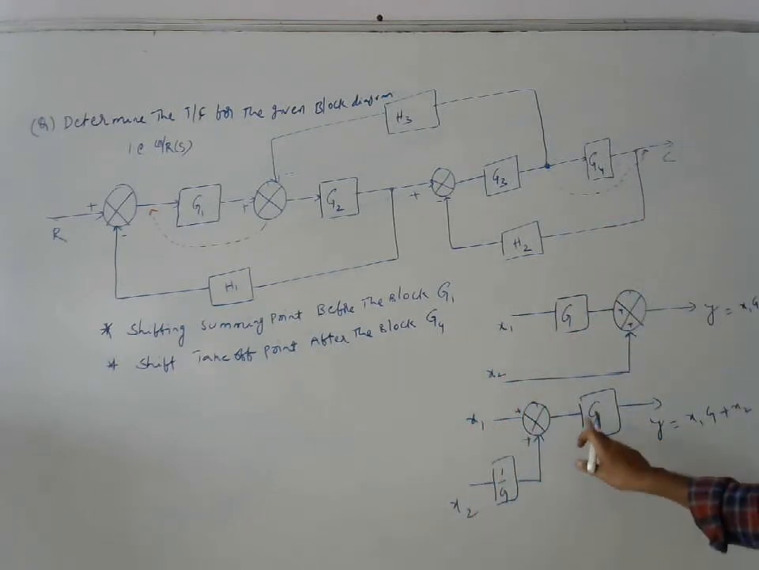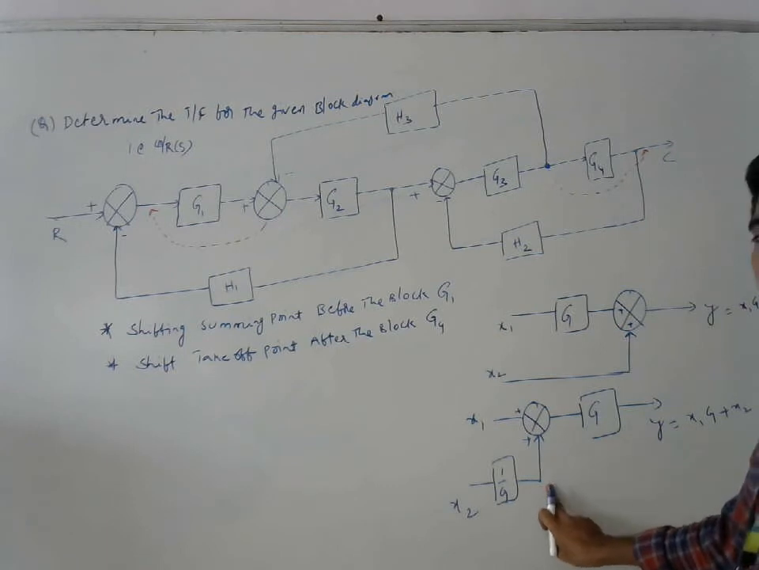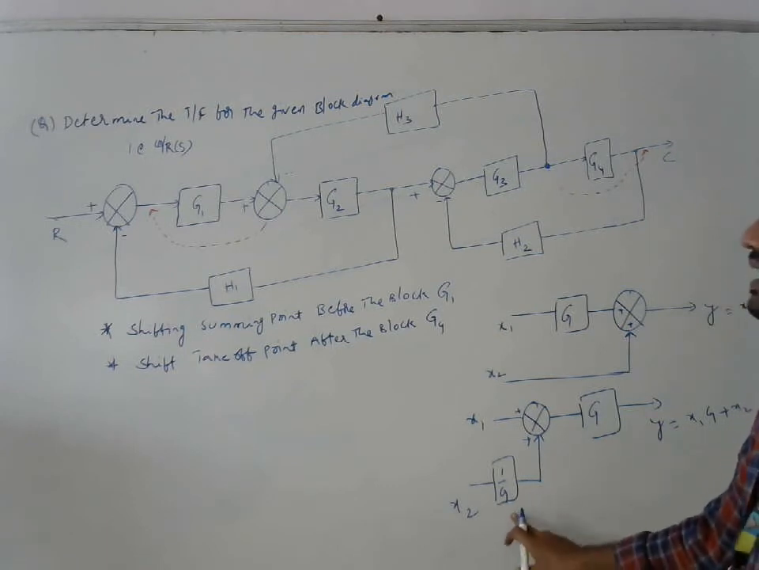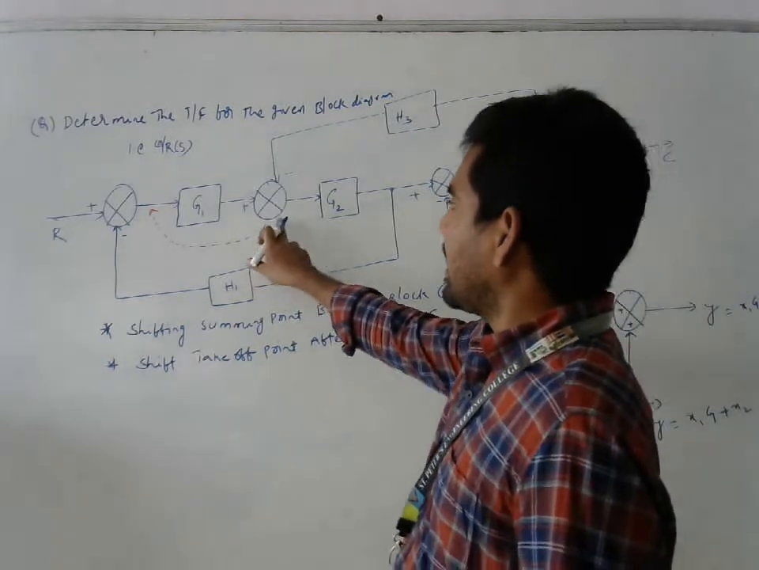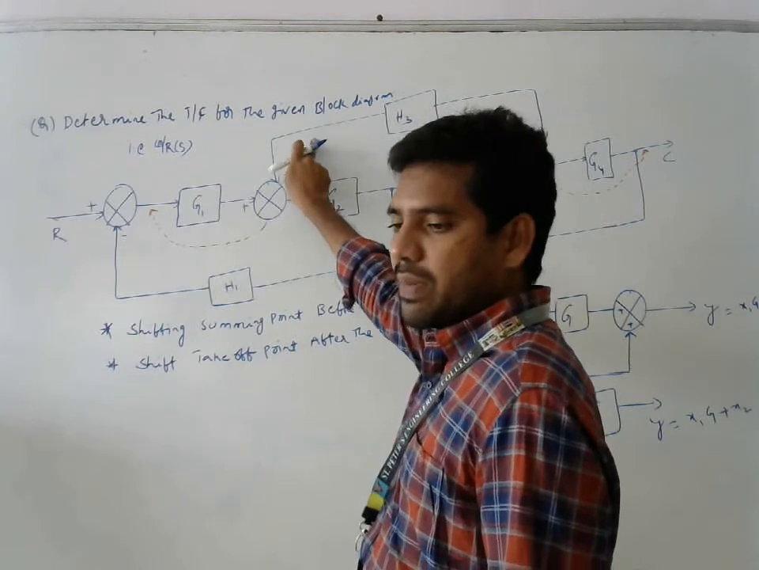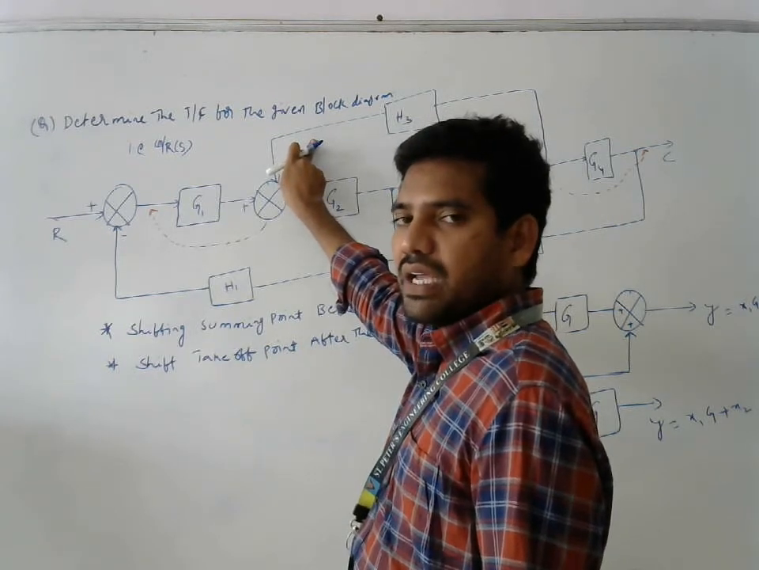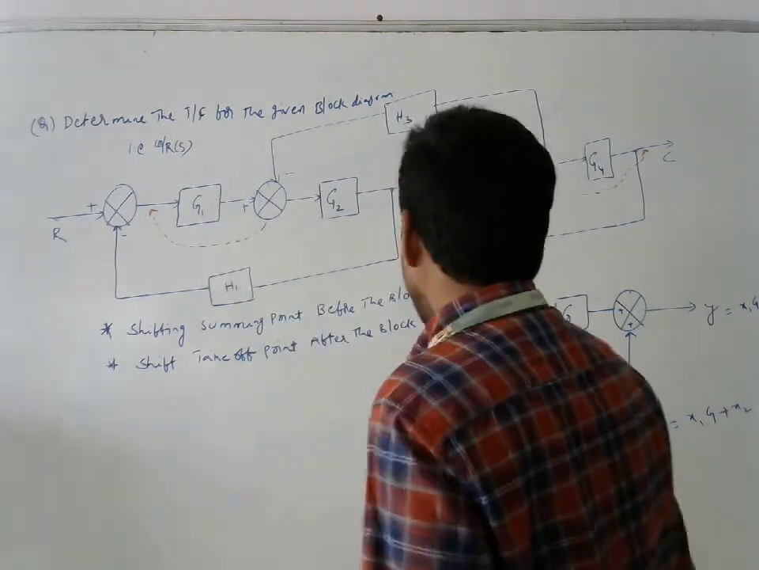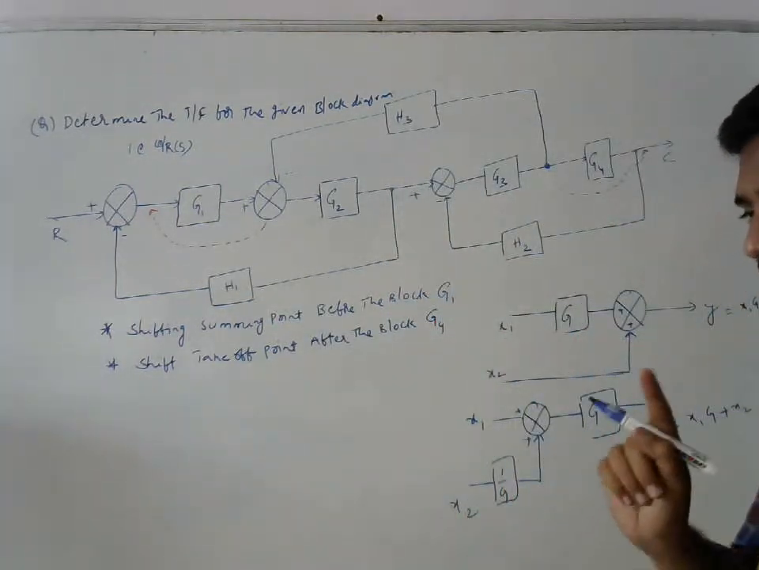So when shifting the summing point before the block, the input x2 has to be multiplied by 1 by G. Similarly, when I shift this summing point, the value has to be multiplied by 1 by G, which here is 1 by G1. That is the first case.